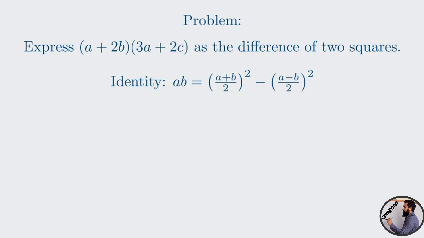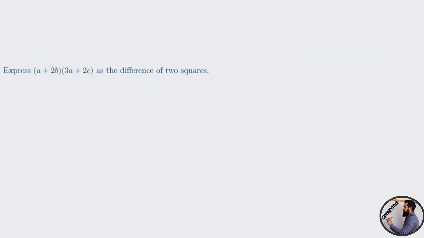Let's dive in. To solve this, we need to use a specific formula, known as the AB formula. The formula states that the product of any two numbers, a and b, is equal to the square of their average minus the square of half their difference.